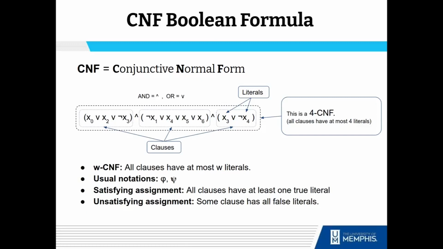Usual notations for a CNF formula are phi and psi, and a satisfying assignment to a CNF formula happens when all clauses have at least one true literal. An unsatisfying assignment to a CNF formula means some clause has all false literals.